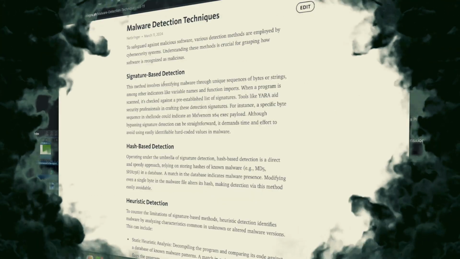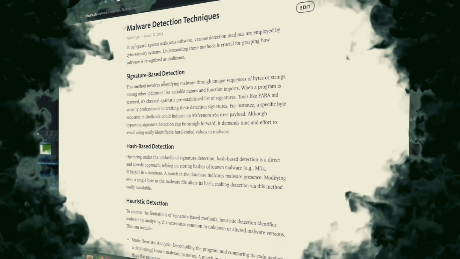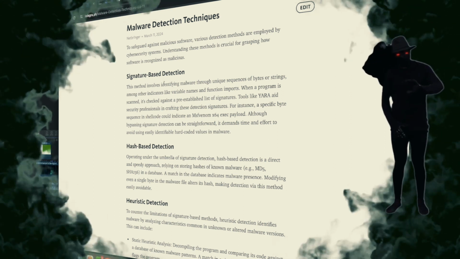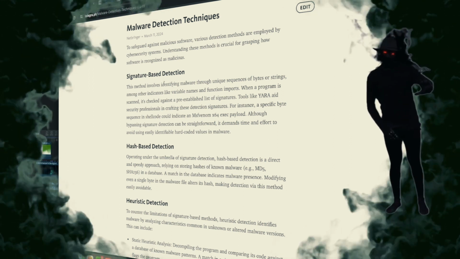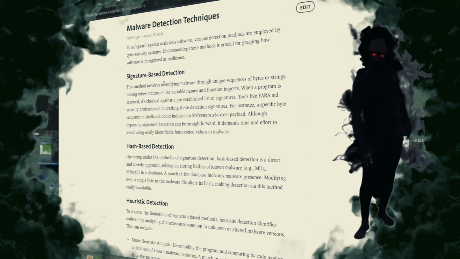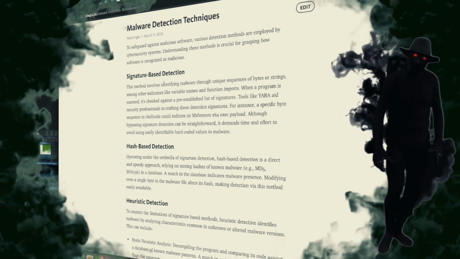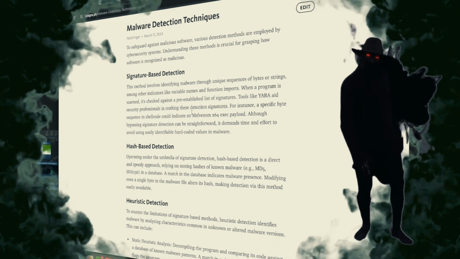Signature-based detection. This method involves identifying malware through unique sequences of bytes or strings, among other indicators like variable names and function imports. When a program is scanned, it's checked against a pre-established list of signatures. Tools like Yara aid security professionals in crafting these detection signatures.